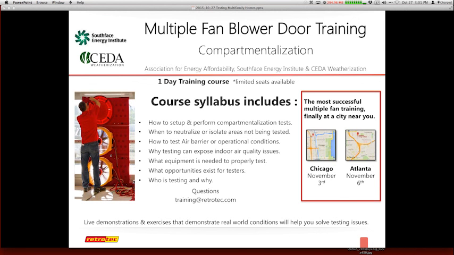Colin, you got anything you want to add? Yeah, I got to turn everything on here. Yes, got a few things.